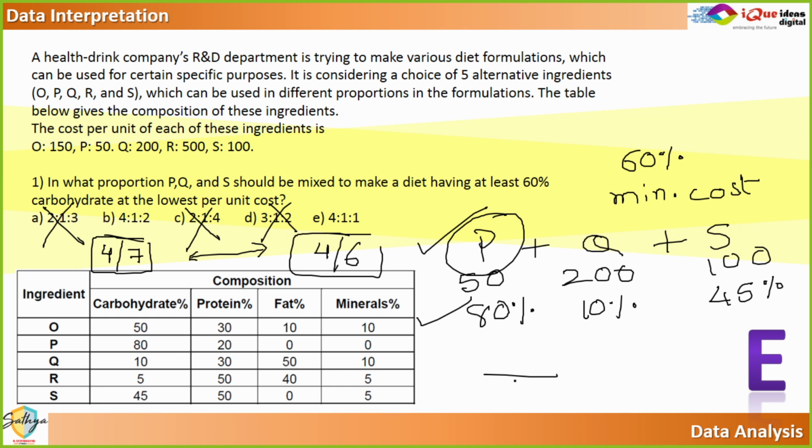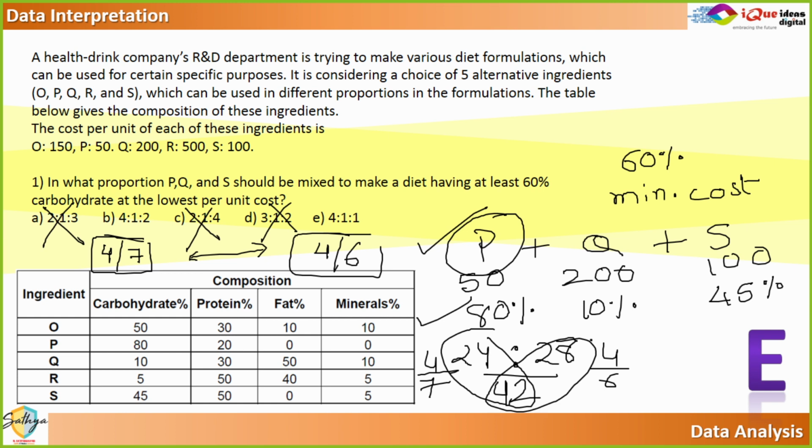Take the LCM of the denominators 7 and 6, which is 42. So 7 sixes are 42, so 4 sixes are 24, and 6 sevens are 42, so 4 sevens are 28. So 4 upon 7 is 24 upon 42 and 4 upon 6 is 28 upon 42. Which one is larger? Ratio wise, which has more P in it? E. So this has more P in it. So this one will be a better option.